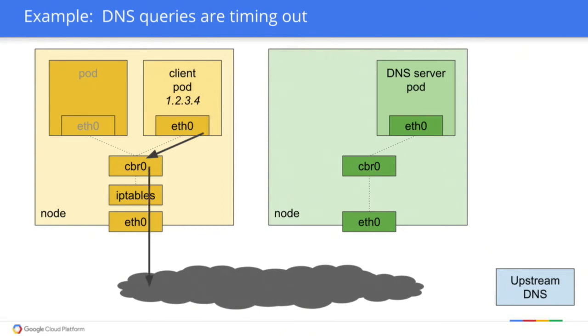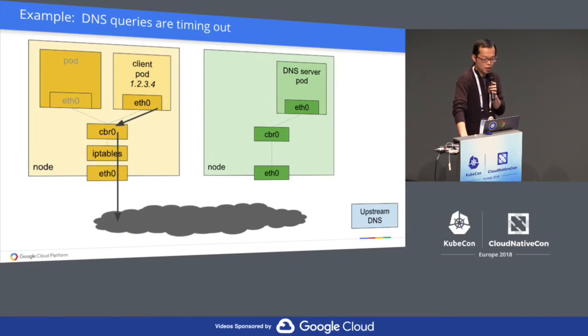The client pod sends the request, it goes to the CBR0, traverses the IPtables, and goes out of the ETH0 interface to the network fabric. And then magically the network fabric delivers the packet to the destination node. And then the destination node routes the packet to the DNS server pod. In this case, the request doesn't end here because kubedns only serves cluster internal DNS queries. When it finds queries it cannot serve, it will forward them to upstream DNS servers.